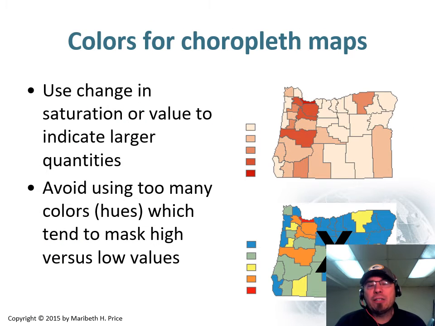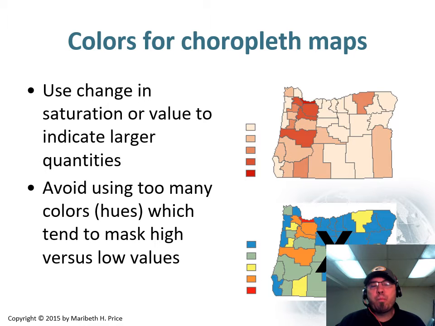So I've already mentioned colors for choropleth maps before, looking at what to do and what not to do. And more often than not, you're going to use a change in saturation or hue for values, what we call a monochromatic scale. That's what the map on the top shows. And hopefully this all makes sense. The lighter the color, the lighter the value, whatever the value is. The darker the color, the more of the value in that particular, in this case, county.